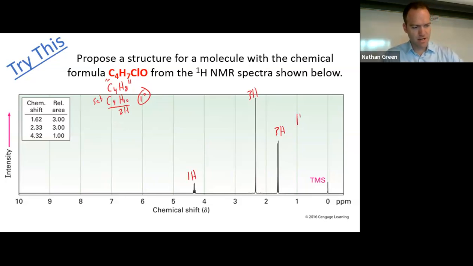Now the hard work, figuring out the pieces. My 3 protons over here, I'm thinking are a CH3. How many neighbors does that CH3 have? 1. That piece exists somewhere in the molecule, CH3 with 1 neighbor next to it. How about over here? A CH3 with how many neighbors? 0.